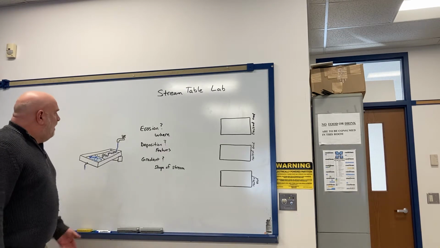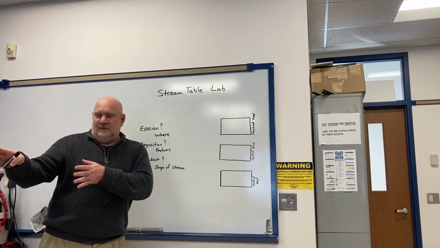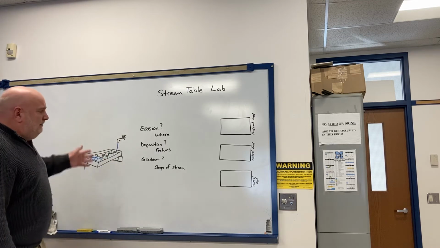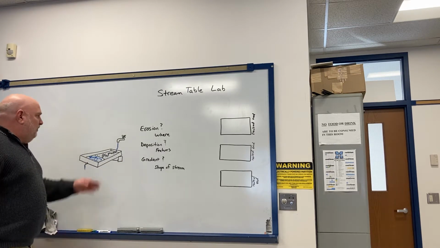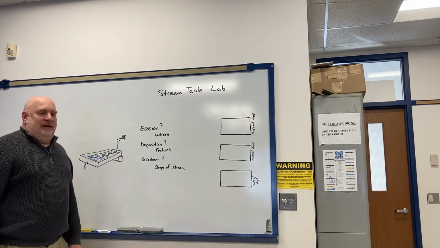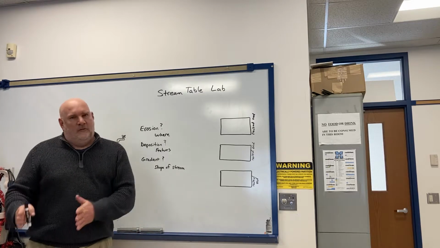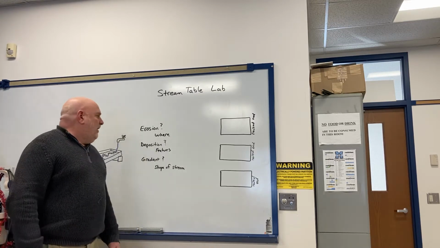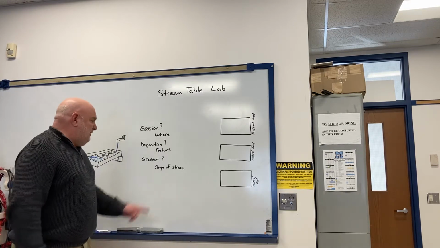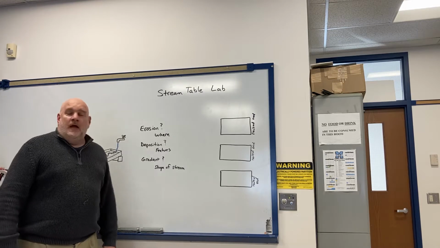All right, so things we're going to look at. We'll look at the actual stream table in a minute, but first off, get the water going. What we're going to look at is, where is the erosion taking place? Does the erosion primarily take place on the inside of a bend, or on the outside of a bend? Also, when erosion is taking place, how does that change the shape of the stream?